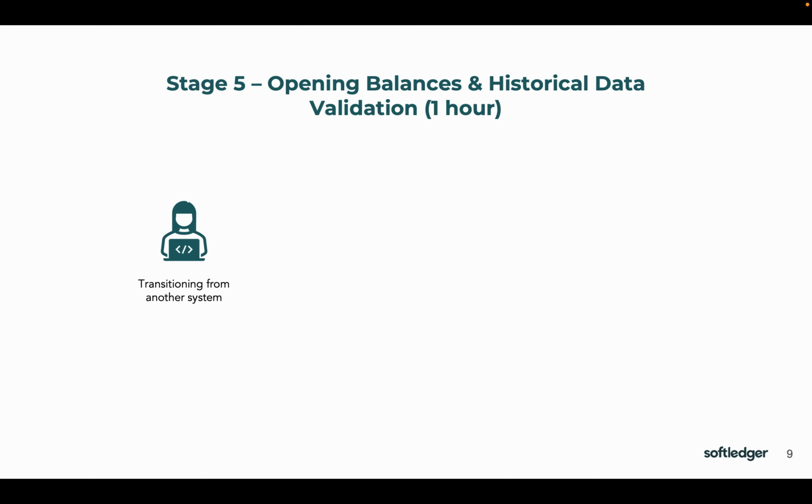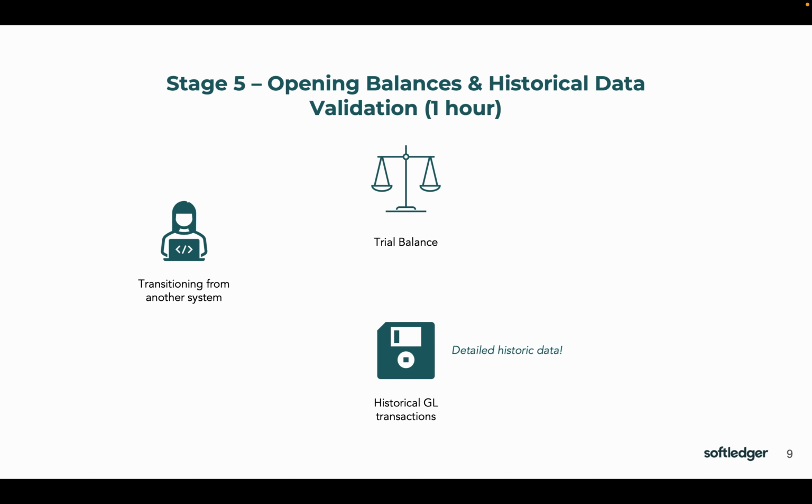Most customers come to SoftLedger from another system, so it's critical to get historical data validated and confirmed before moving on to the next set of priorities. The approach taken at this stage of the onboarding will typically take one of 2 formats, either by the upload of the closing trial balance from the previous system, or by using an upload of historical general ledger transactions. This latter method enables more detailed historic data to be seen directly in SoftLedger post-transition, as opposed to a set of opening balances alone.